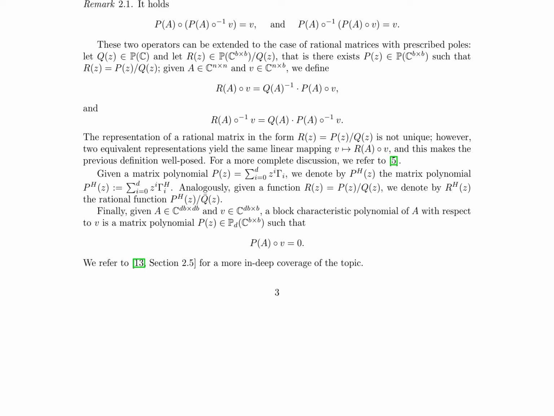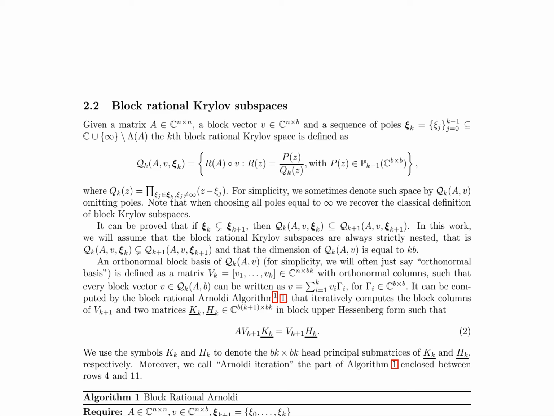An orthonormal block basis of Q_k(A, V) can be computed using the block rational Arnoldi algorithm, which iteratively computes the block columns of a matrix V_{k+1} and two matrices K_k and H_k in block upper Hessenberg form, satisfying the relation A V_{k+1} K_k equals V_{k+1} H_k. The symbols K_k and H_k denote the bk times bk leading principal submatrices of K_k and H_k, respectively.